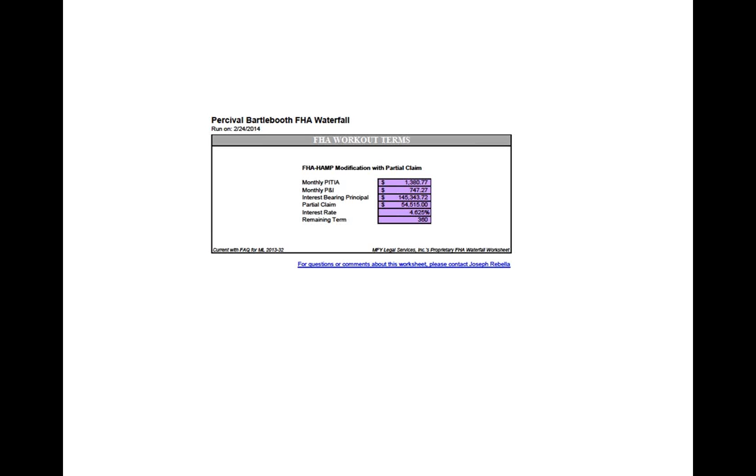There's going to be an interest-bearing principal, the amount still being paid to the mortgage company, of $145,000 and a little bit more. And then there's a partial claim, which, as I said, is a second mortgage that's interest-free that's payable to HUD, and that is about $54,500. The interest rate on the interest-bearing principal is the market rate of 4.625%, and the remaining term is 360 months, 30 years.